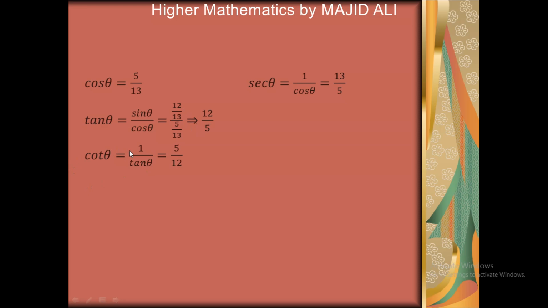Cot is the reciprocal identity of tangent theta. The tangent has the value of 12 over 5. The cot has the value 5 over 12.